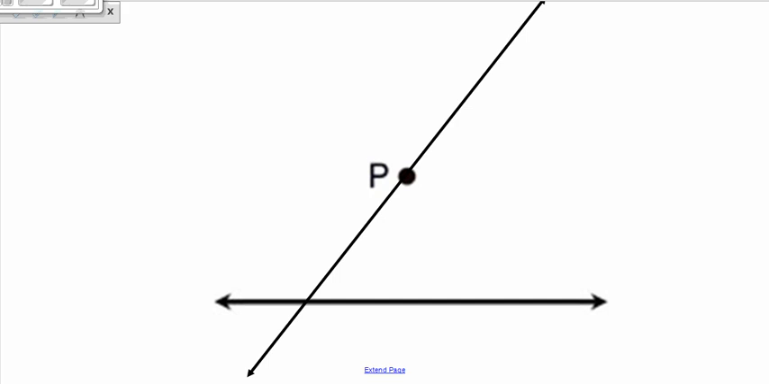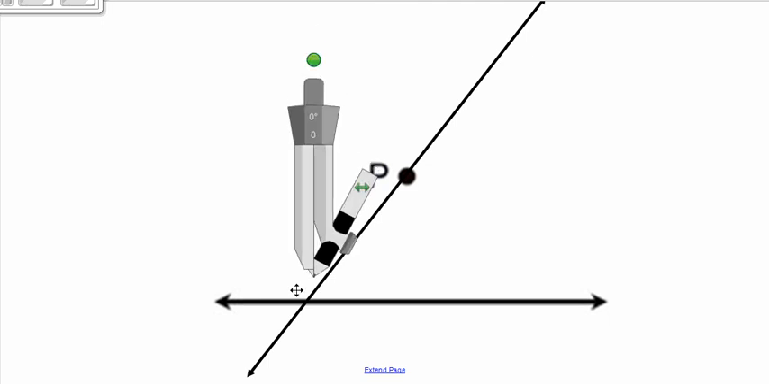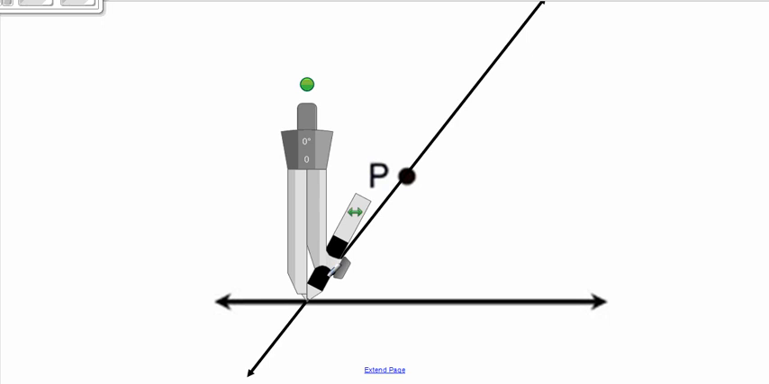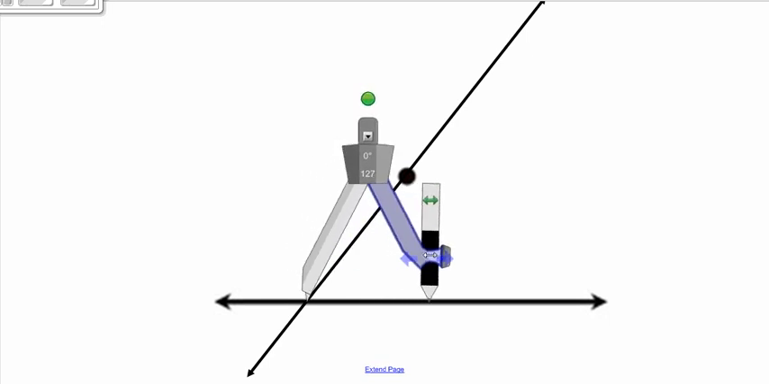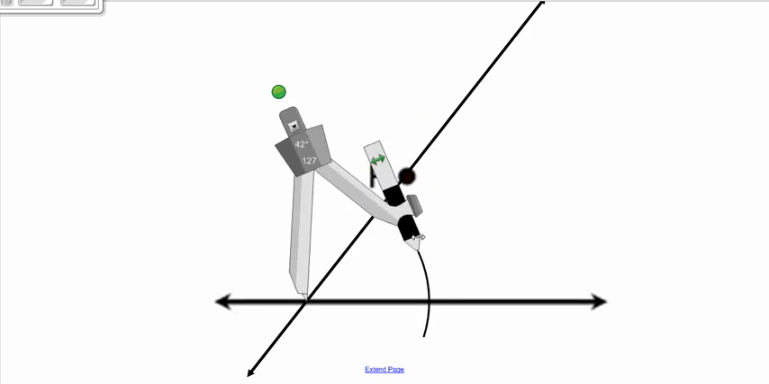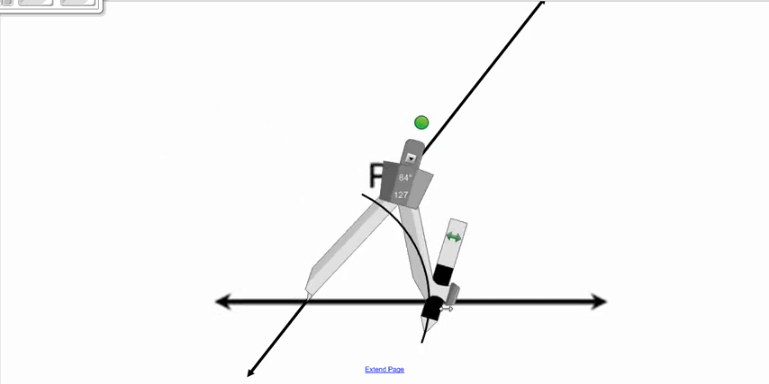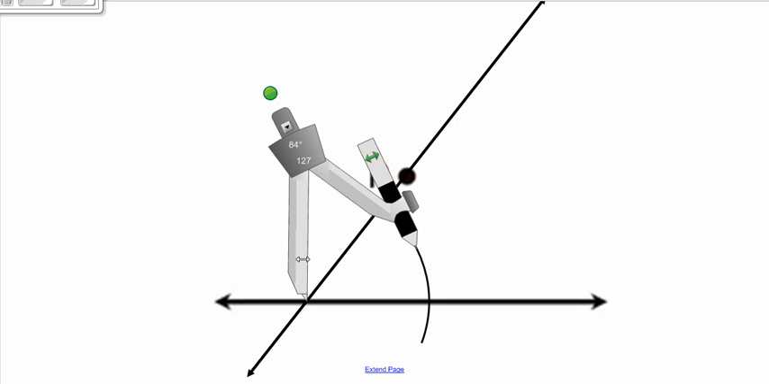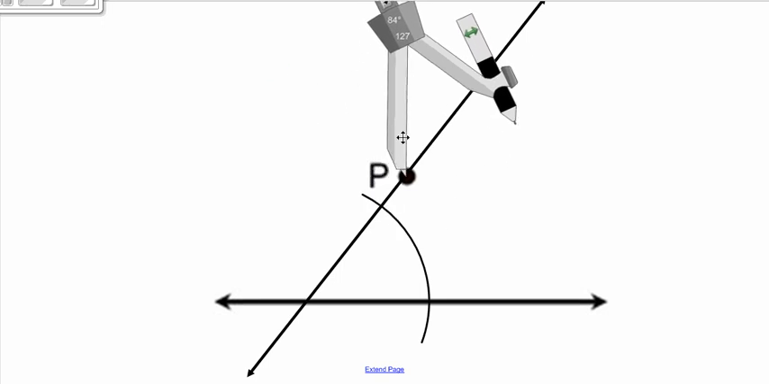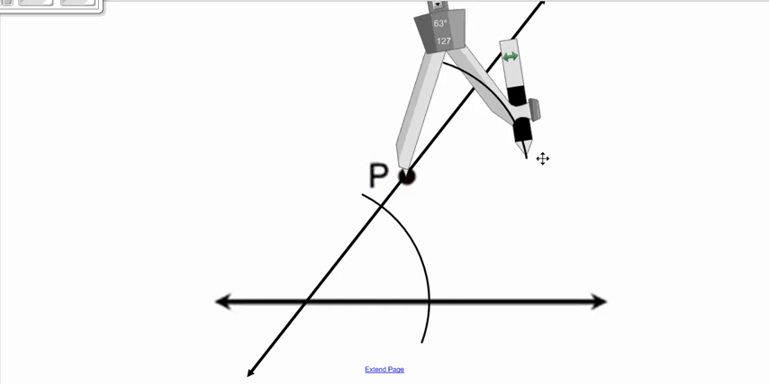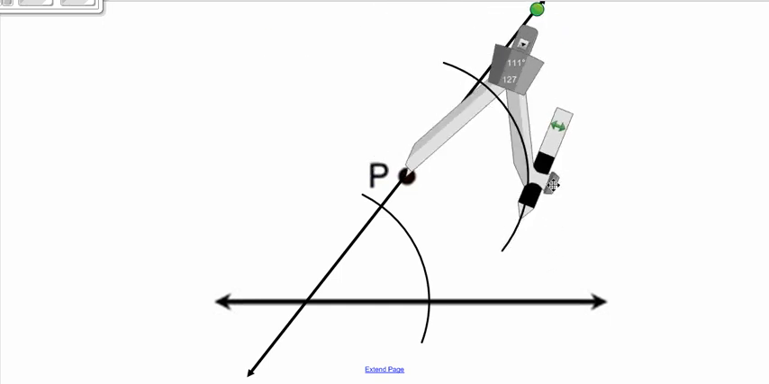Then I'm going to take my compass, just like I would if I was creating a congruent angle, and I'm going to move my compass to my vertex point down here. And I'm going to extend my compass out, and I'm going to make myself an arc mark that touches both my transversal line and my given line. Then I'm going to move it to point P, and I'm going to make sure that it touches the transversal line and goes below point P.